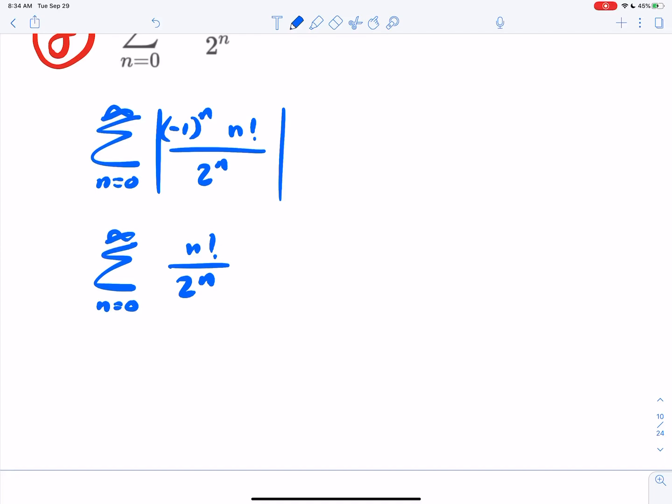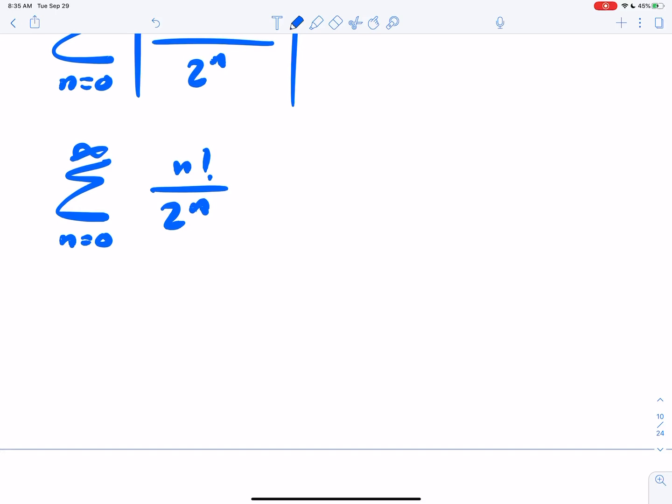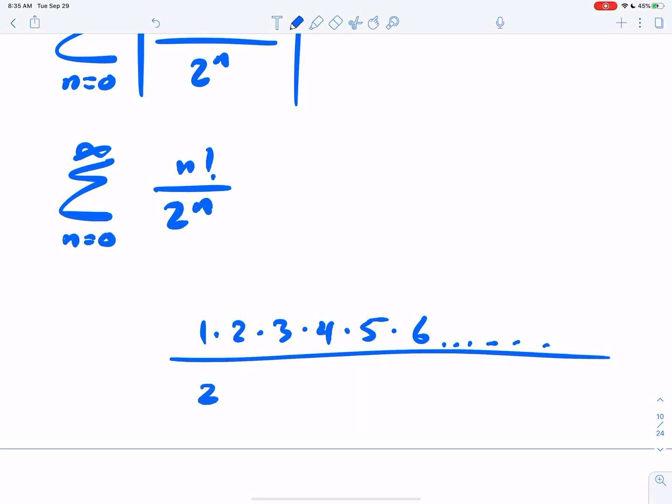Okay? Now here, you could have done this in a few ways. I think most of you guys would run the ratio test, but I believe the ratio test would fail here. I could be wrong. But what I noticed, and you guys should always have this in the back of your mind, is the divergence test. It's not so transparent, but let me show you guys. N factorial is pretty much 1 times 2 times 3 times 4 times 5 times 6, and it goes on forever. Okay? 2 to the n is 2 times 2 times 2 times 2 times 2 times 2.